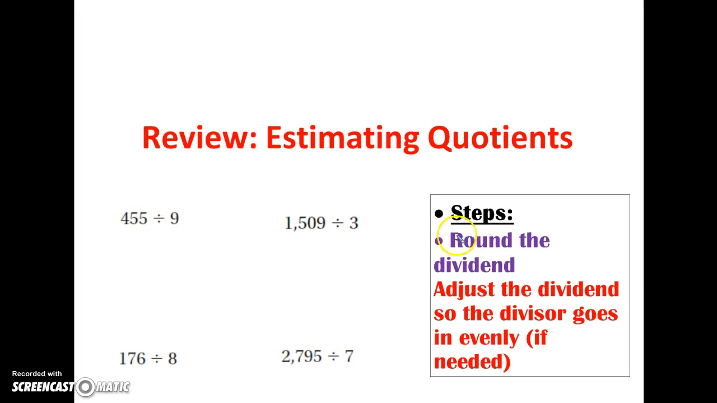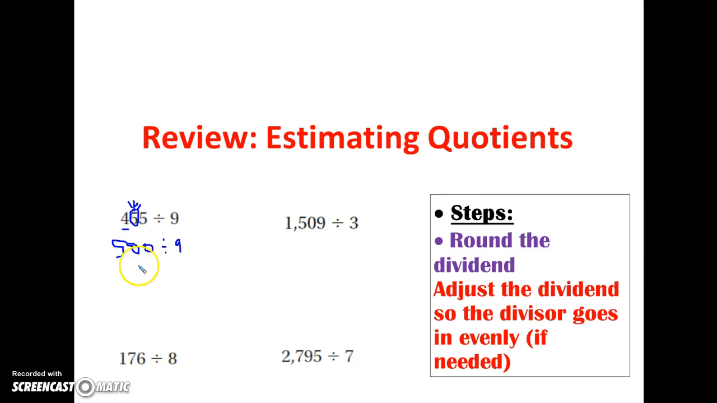455 divided by 9. The first thing you do is round the dividend. This is the dividend right here. And I'm going to round it. So I underline the 4, and I'm going to round to the first digit. And then I circle the number next to it, put pretty eyelashes on it. And this is 5 or more, so I raise the score. That means that the 4 becomes a 5, and everything else becomes a 0. So now I have 500 divided by 9.